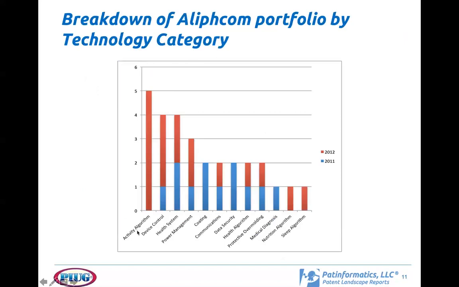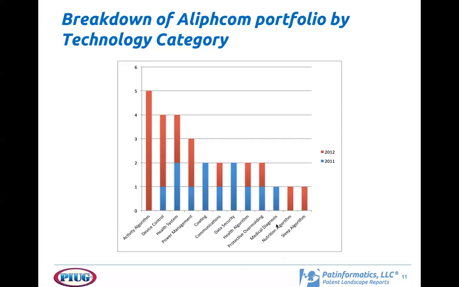You can see them here: activity algorithms, device control, health systems, power management, etc. So the idea was I didn't want to analyze 100 documents. I really only wanted to analyze the 25 inventions that were incorporated within those 100 documents. And then I was able to, and in Unit 2, once we set up our data table, we've got our patent families reduced, we've got all of our assignees cleaned up, we've generated our categories.